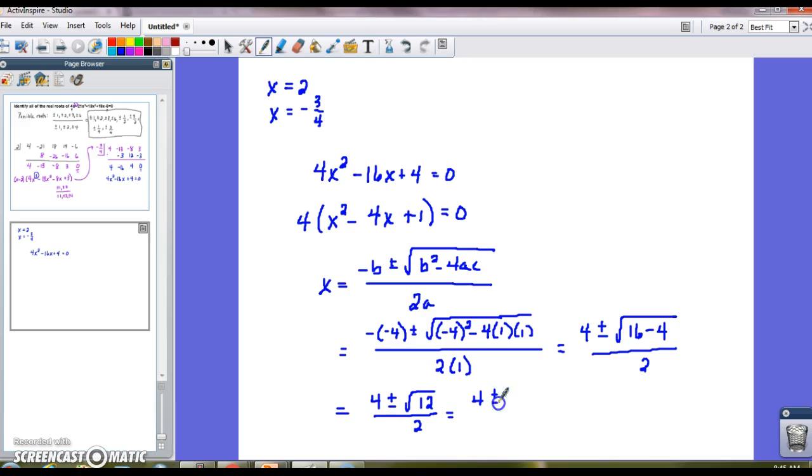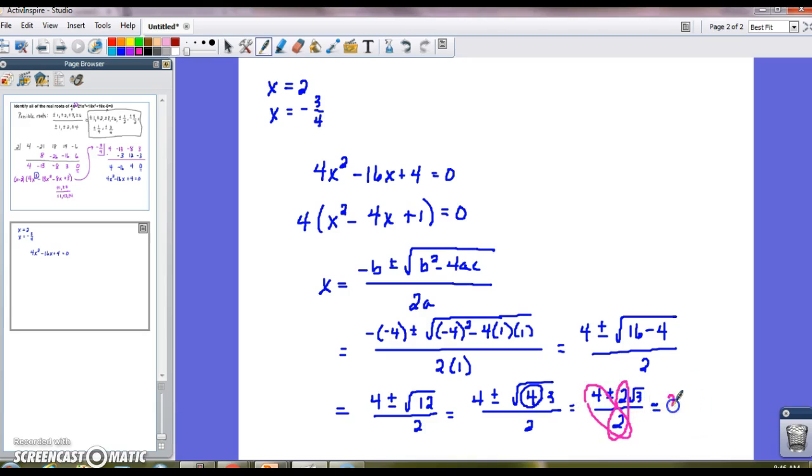I have to simplify. I can simplify the square root of 12. Factors of 12 are 4 and 3. Okay, here's my perfect square. So I end up with 4 plus or minus 2 square root of 3 over 2. I'm still not done because I can simplify this. You always want to give your solutions in simplest form. So I can divide both of my numerators by that denominator.